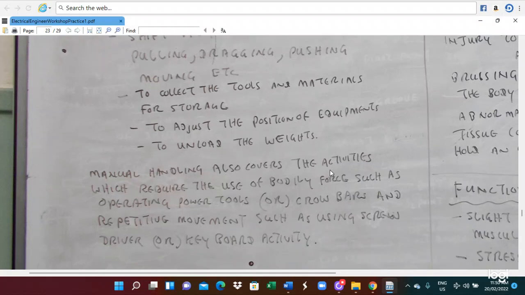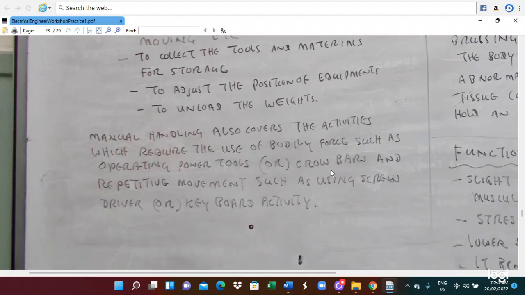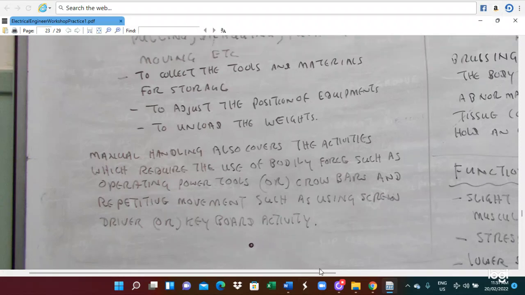Manual handling also covers the activities which require the use of the body's force. If you are using an operational power tool or a crowbar, or doing repetitive movement, using a screwdriver or keyboard activity, they are also manual handling. So manual handling is an important aspect because it can cause an injury.